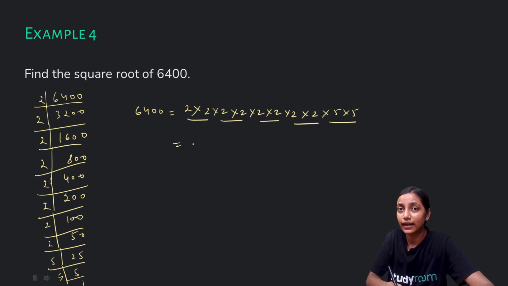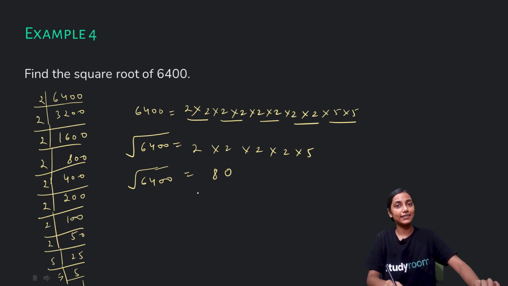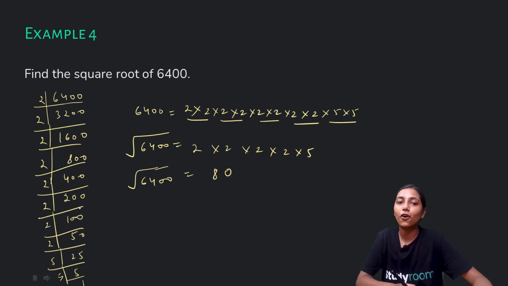Write these only one time in order to find the square root of 6400. So for finding the square root of 6400, we will be writing all these pairs only one time. That is, we will write here 2, this as 2, this as 2, this as 2, and this as 5. Solve it and you get 80. So the square root of 6400 is 80. And how did you find it? By using the method of prime factorization. This is how you proceed.